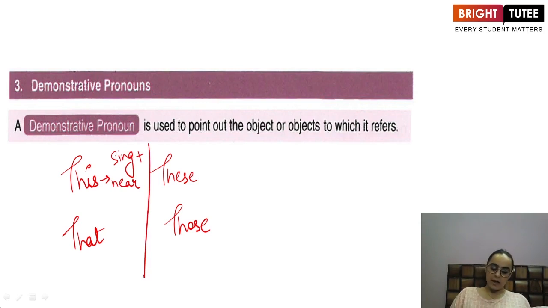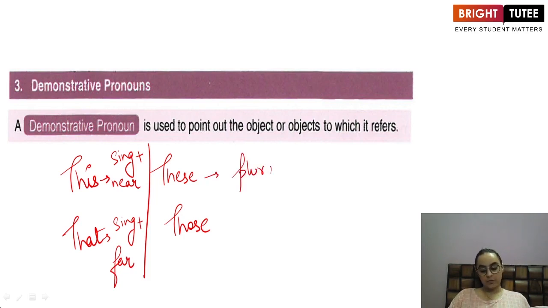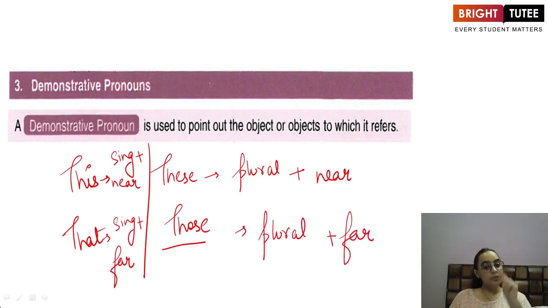All right? And we use that to talk about those things which are singular plus they are far away from you. While we use these to talk about those things that are plural plus they are near to you, and those is used to talk about demonstrative pronouns, and we use a demonstrative pronoun to point out at the object or the objects that it is talking about or it is referring to.